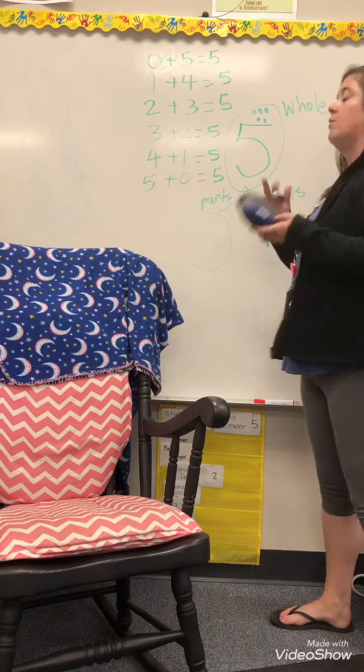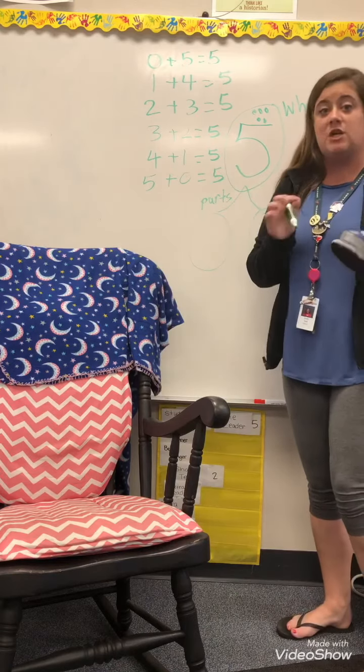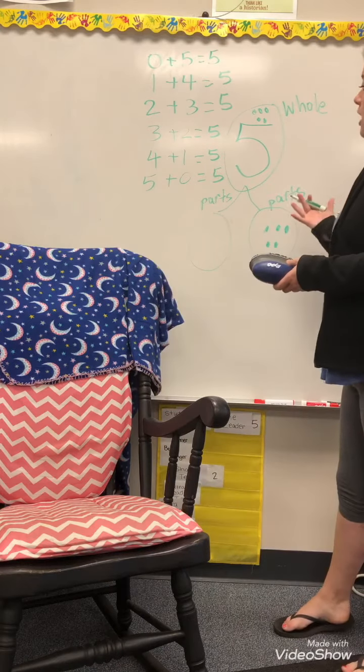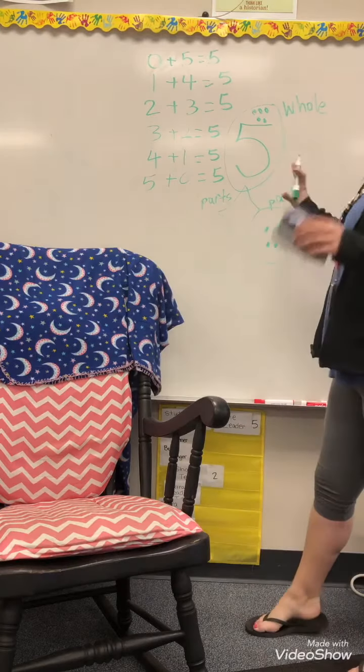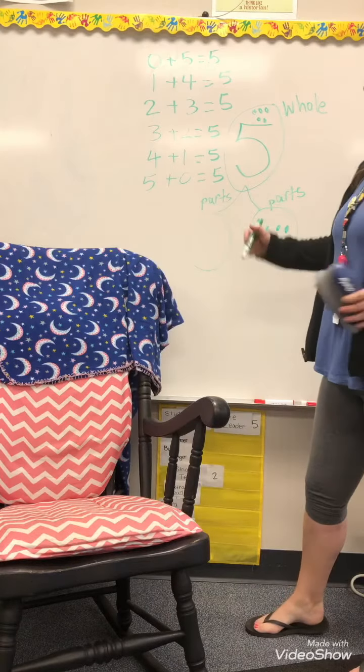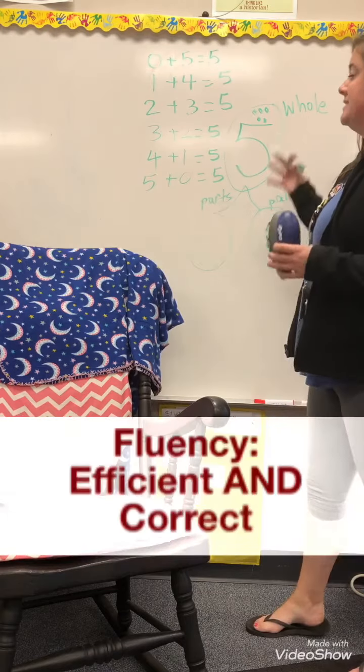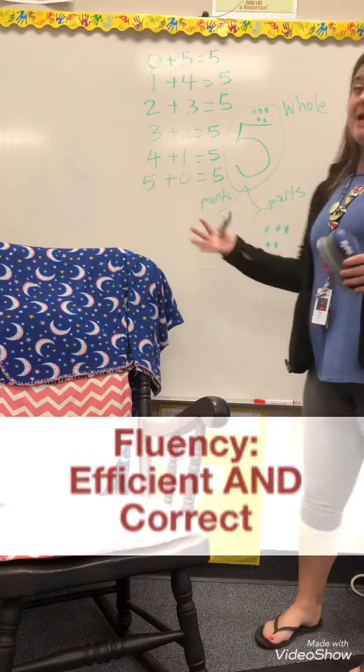So that's how we get a visual representation of a number, and we do our drawings like this. They can use dots, they can use cubes, but this is the very first basic thing that we teach them, is that really quick fluency in the sense that there's 2 parts that make up a whole number.